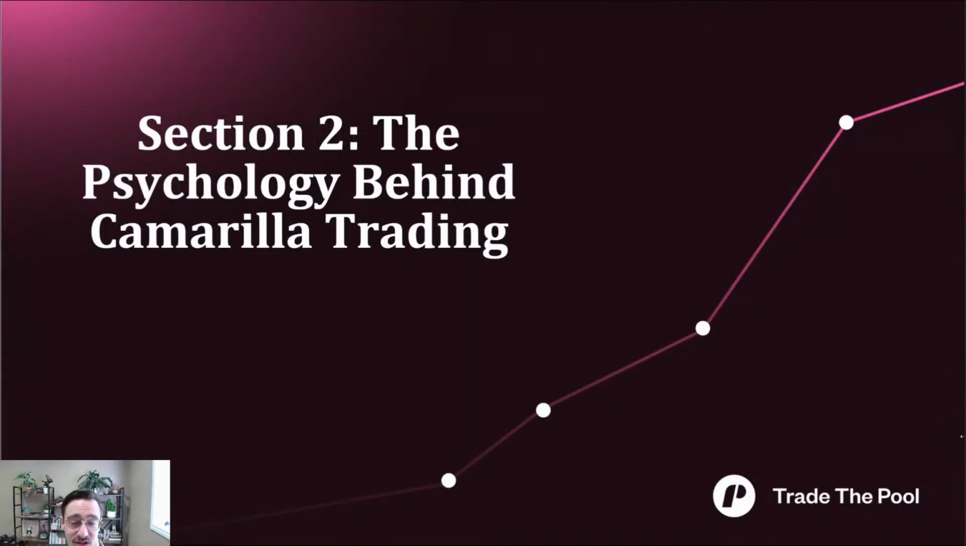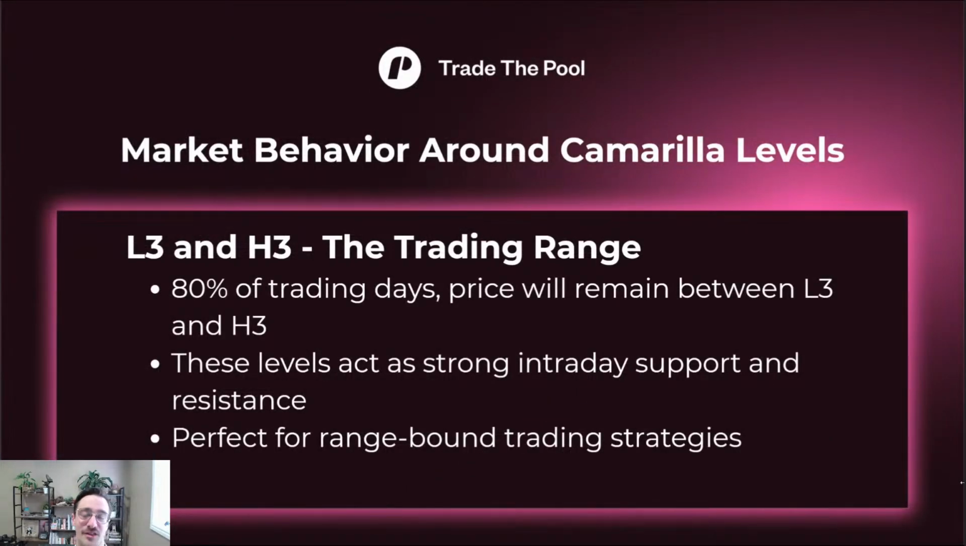Let's get into a little bit of the psychology behind these Camarilla pivots and trading them. There are certain characteristics to each level. We have our L3 and our H3, and this is the traditional trading range. If it's not going to break out and go crazy, it's probably going to oscillate roughly between these levels. On 80% of trading days or so, price will pretty much stay within the bulk of these, or at the very least the value area will stay within these levels. They act as really strong intraday support and resistance levels, so they're really good if you're trading in a range and that's the type of trader you are.